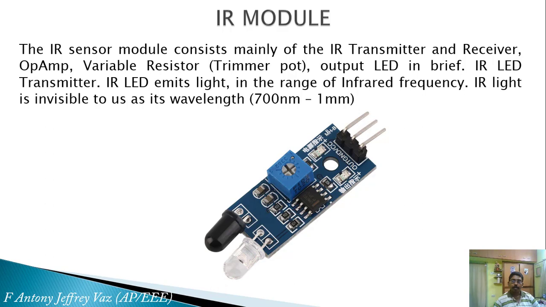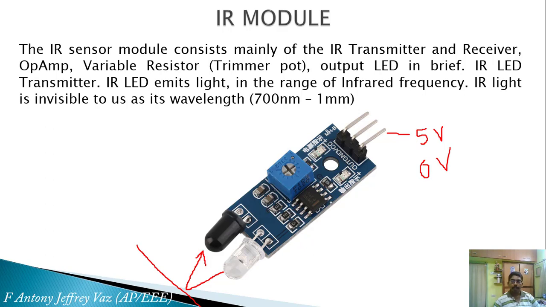If there is a wall over here, the transmitter LED starts transmitting the light. If it hits this wall, it is received back by the receiver. If the IR radiation is received back, then you will have an output voltage of plus 5 volt. If there is no wall over here, then you will get an output voltage of 0 volt.